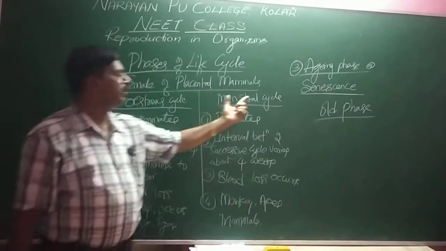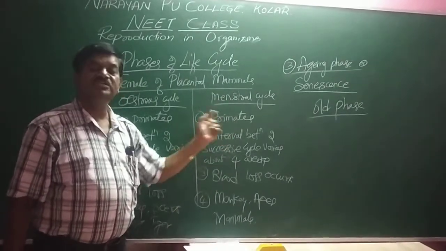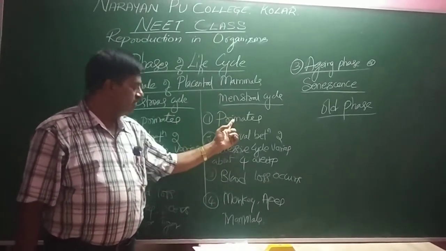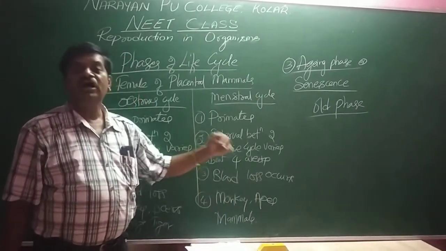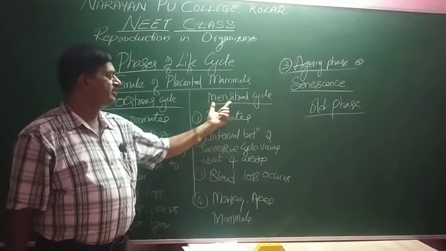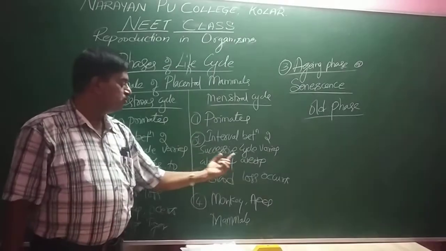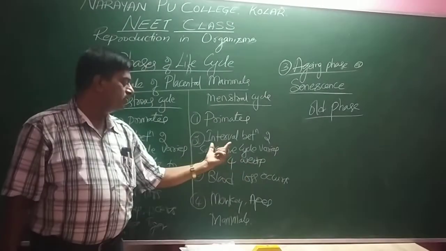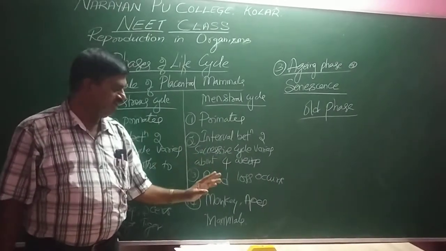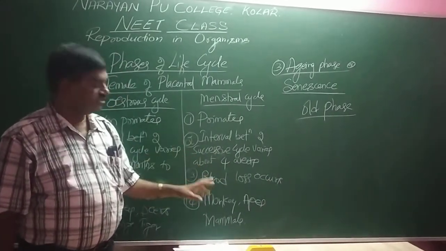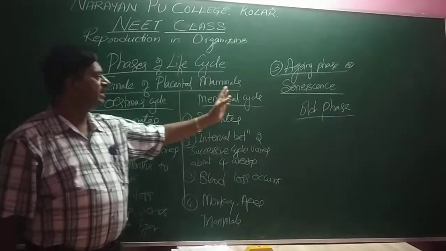Whereas the menstrual cycle takes place in primates. This always takes place in monkeys, apes, and humans also come under the menstrual cycle. The menstrual cycle takes place once in 4 weeks. So the interval between successive cycles is 4 weeks, and in this menstrual cycle blood loss is present. So this is the difference between the oestrus and menstrual cycle.